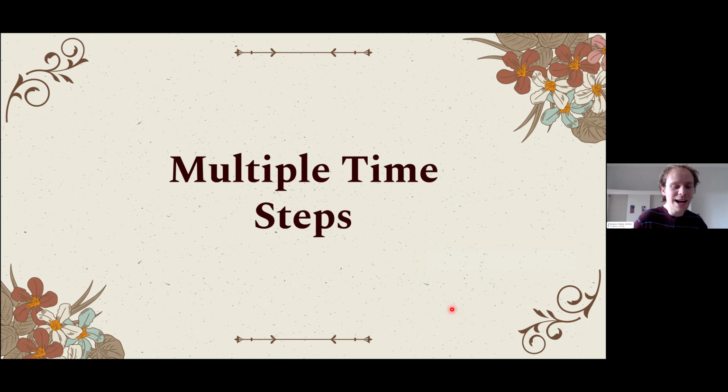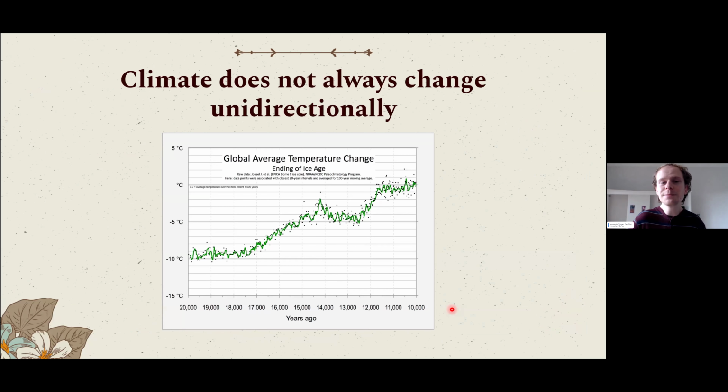So now that we've talked about dispersal rate, it's time to move on to looking at multiple time steps and how that might provide nuance into species range shifts. So I mentioned before that climate does not always change unidirectionally through time. And in fact, this graph here shows this pretty clearly. This is a graph of temperature from 21,000 years ago to 10,000 years ago. And we see lots of small fluctuations in the temperature, and we even see a few longer protracted periods of cooling within this general period of warming.